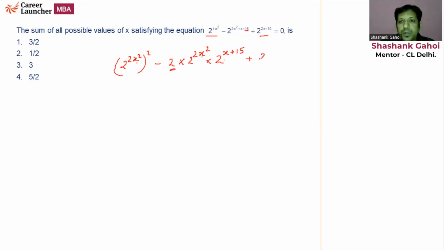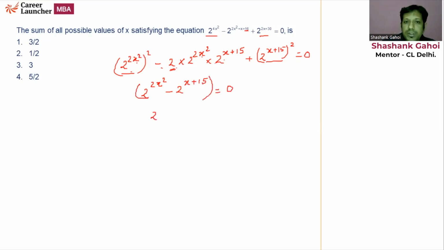Plus 2^x + 15^2 equal to 0. Okay, so this is my A, this is my B. So A² − B² is A² − 2AB + B², and that's equal to 0. So here I am going to get 2^(2x²) − 2^x + 15, and that's equal to 0. Okay, so from here I can say this whole square is equal to 0.